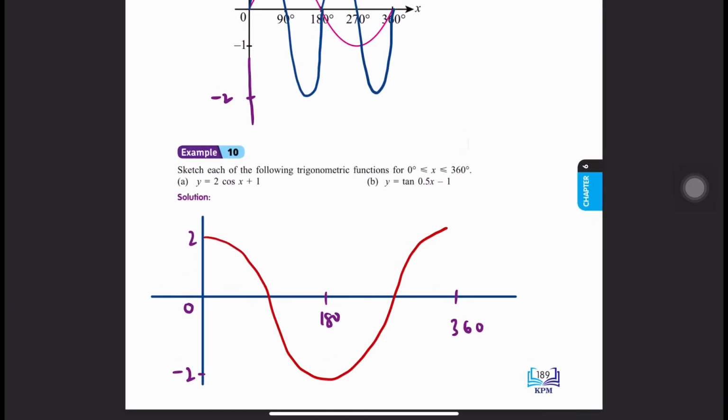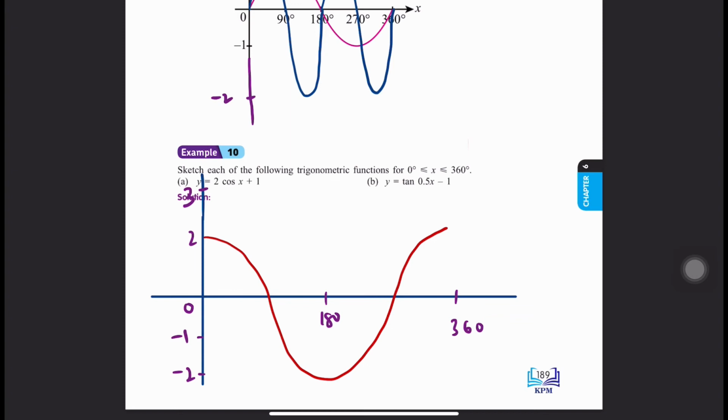Okay, sekarang settle 2 cos x. Now we have plus 1. Okay, plus 1 maksud dia kita kena anjak semua ni naik ke atas 1 unit. Okay, so apa kita boleh buat? Okay, tengok sini. Asal 2 kan? Okay, plus 1. 2 plus 1 kita akan dapat 3. Negative 2 plus 1 kita akan dapat negative 1. Okay, for example, over here is 3. Okay, over here is negative 1.